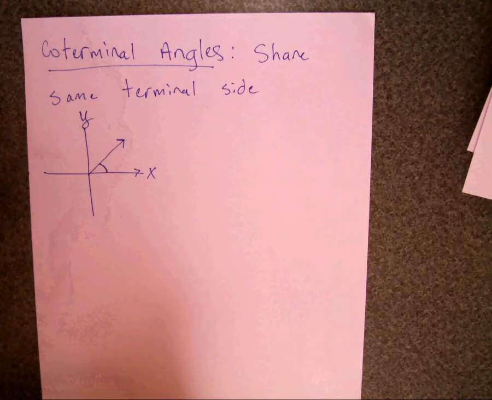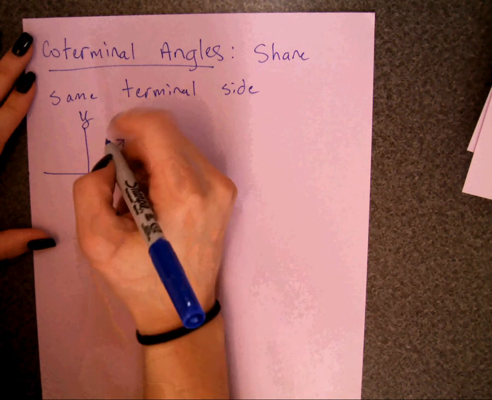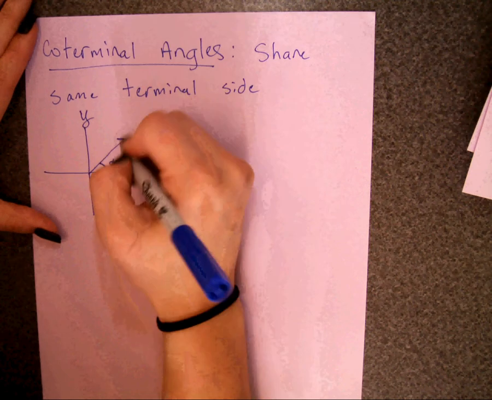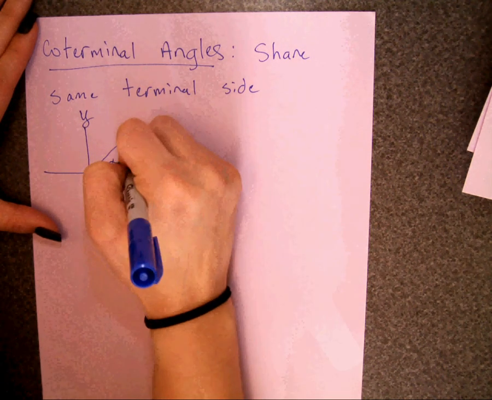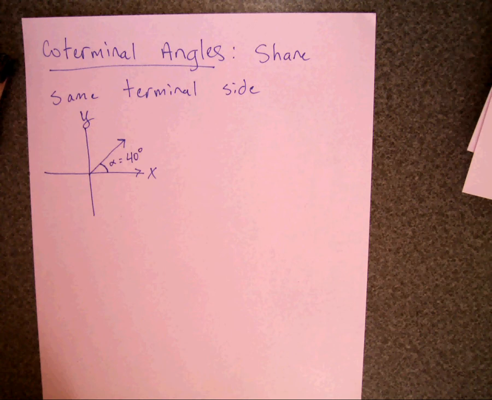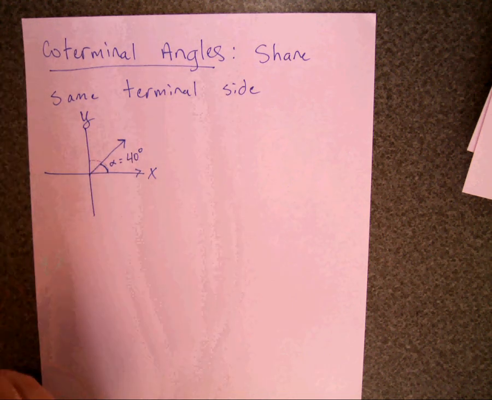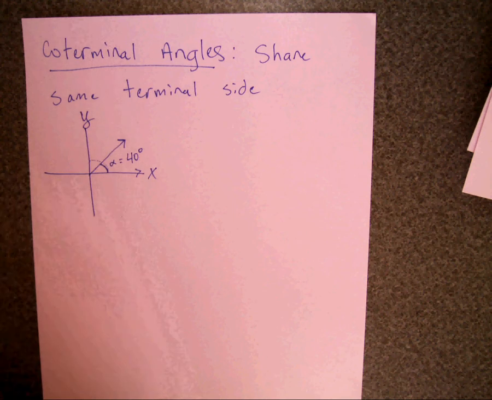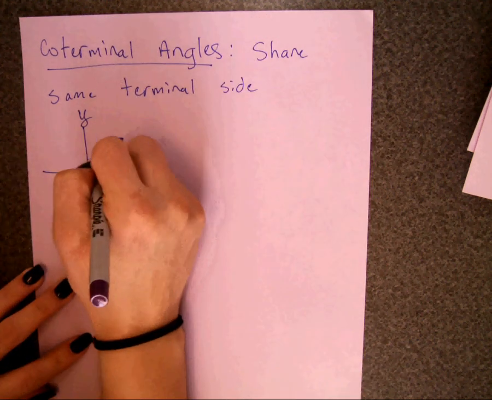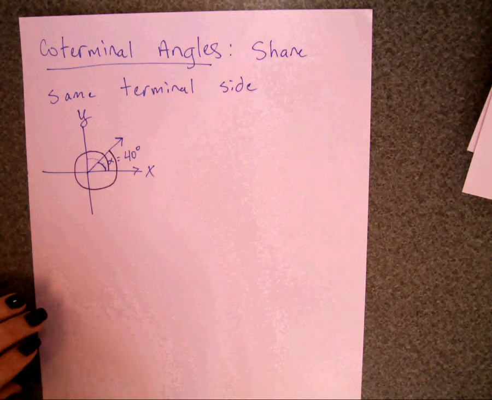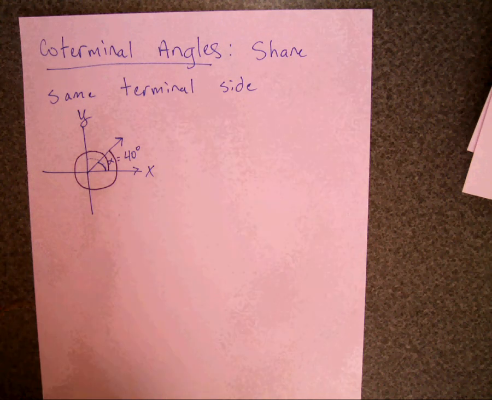Again, I'm going to guess. We'll look at some exact measurements later, but I'm going to say alpha is approximately 40 degrees. And I want to find a coterminal angle. So one way to get a coterminal angle is just to loop all the way around and come back. So I went all the way around, a full 360, and then the length of angle alpha. So I found another angle with the same terminal side, essentially just by adding 360.